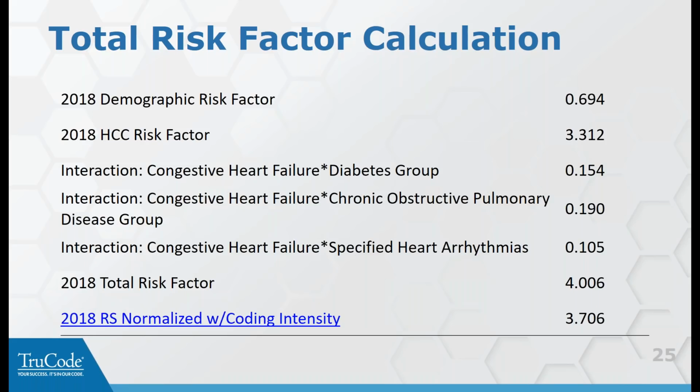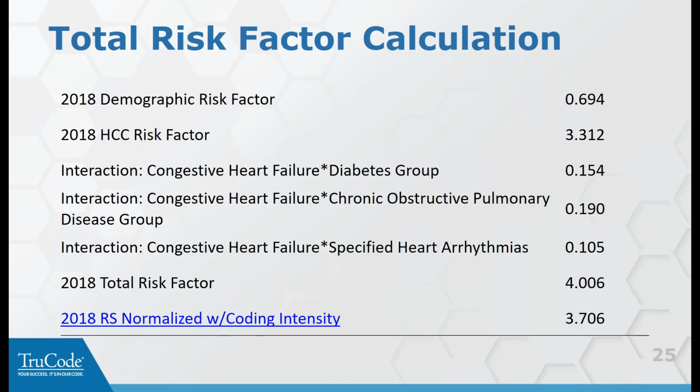And then I'm also getting an interaction factor because of CHF along with diabetes of 0.154. Then I'm getting another interaction adjustment for CHF with COPD of 0.190, and still another interaction adjustment for CHF with a heart arrhythmia of 0.105. So when you add all that together, the total risk factor is 4.006.